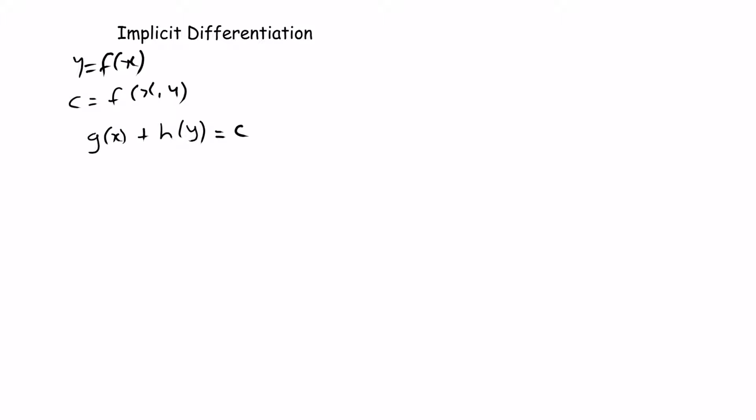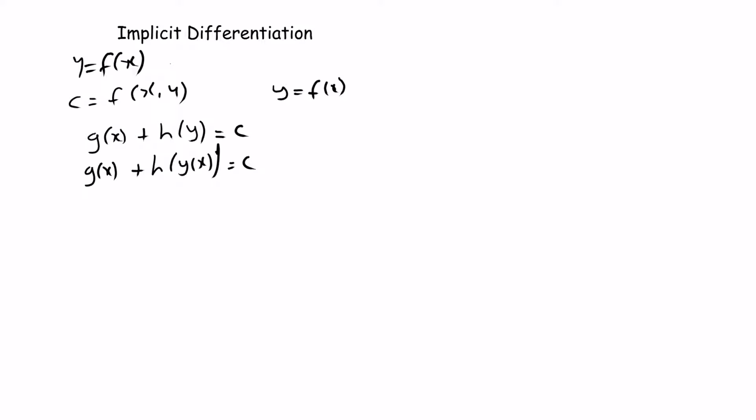Now, generally, we have the form y equals f of x, and so if we change this around and call y a function of x, then it makes it possible to solve. So now we have g of x plus h of y, where y is also a function of x, and that's going to be equal to c. So now we can differentiate this.